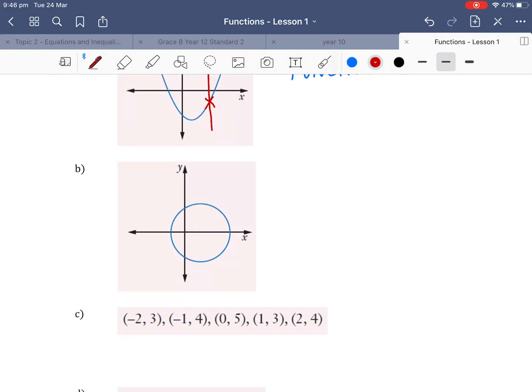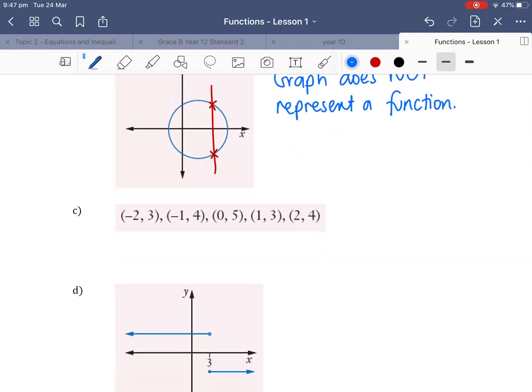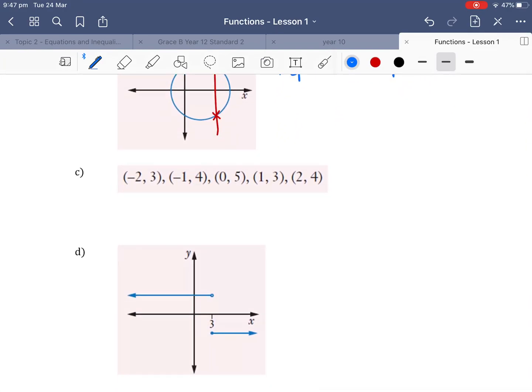Okay. B. Does each graph or set of ordered pairs represent a function? If we draw a vertical line, anywhere we draw it on here, it's going to cross twice. So because our vertical line crosses twice, this graph does not represent a function. Keyword there is not, so that's why it's in capitals.